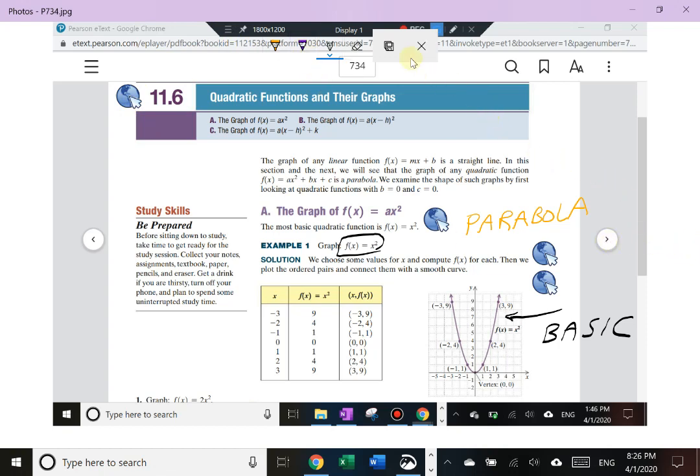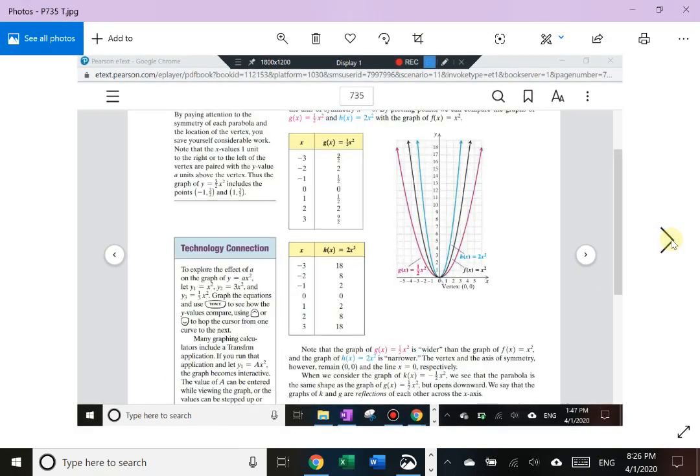So what we want to do in our next page now is the following. We're going to take a look at some variation of f of x equals x squared. In this example, we are looking at the graph of 1/2 x squared. That's what this is, 1/2 x squared. Again, we're going to plug these values for x, -3, -2, -1, and so on, into the function.